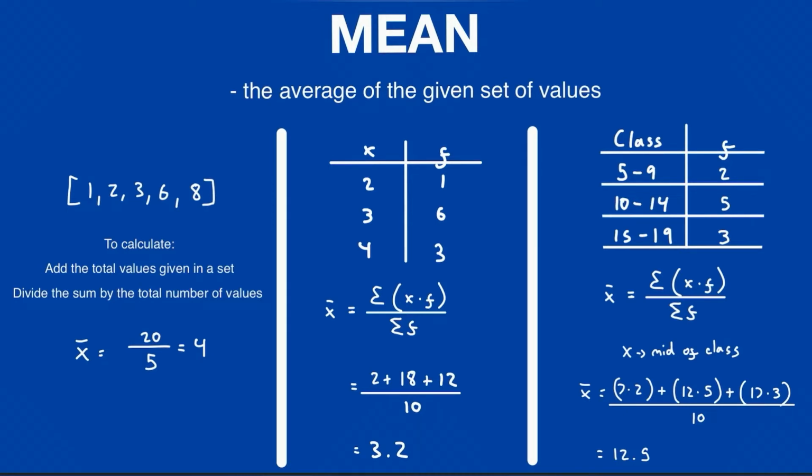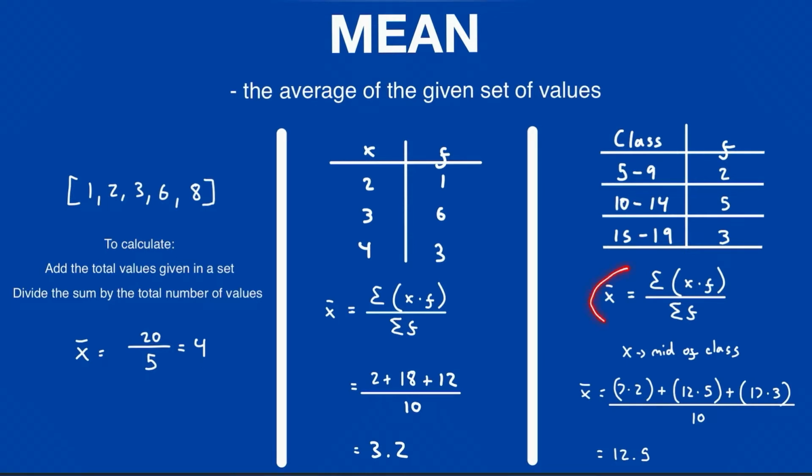And in the last example, we have classes and frequencies. So in a class, we basically show that the values of x are from 5 to 9, or 10 to 14, or 15 to 19. We are splitting the rows into classes of x values.